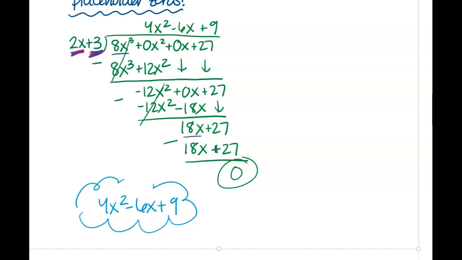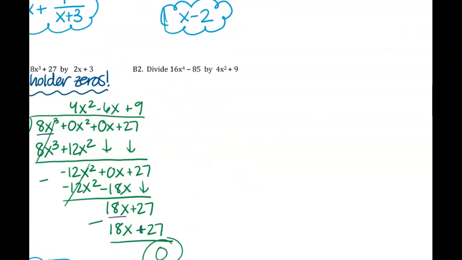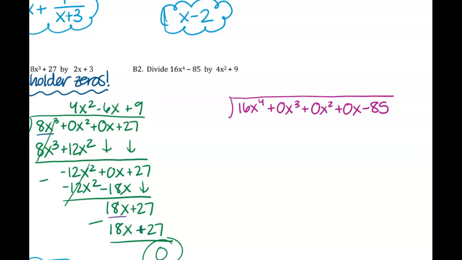Okay. One more that I will show you. I know me and my colors. Okay. So 16x to the fourth minus 85 divided by 4x squared plus 9. So we definitely need our placeholders. So 16x to the fourth plus 0x cubed plus 0x squared, that's a lot of placeholders, plus 0x minus 85 divided by 4x squared plus 9.